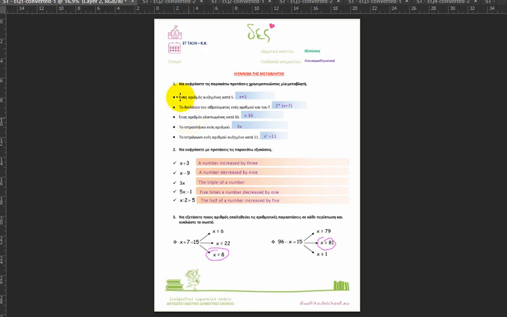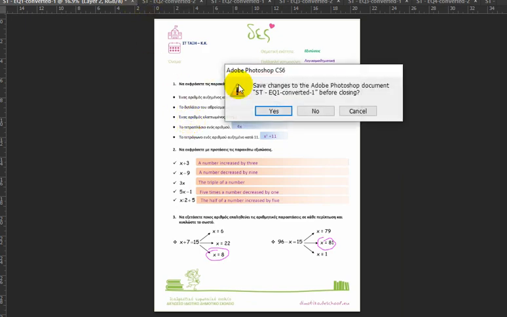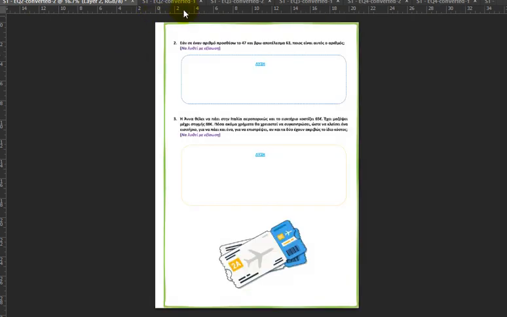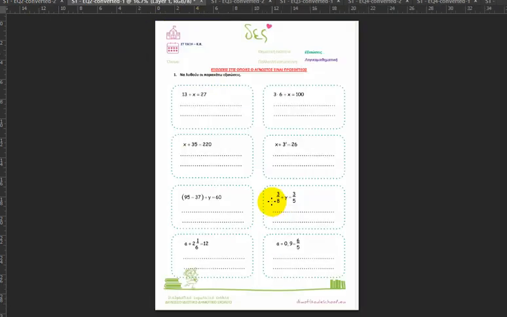There is worksheet number 1. Moving on. On to worksheet number 2.